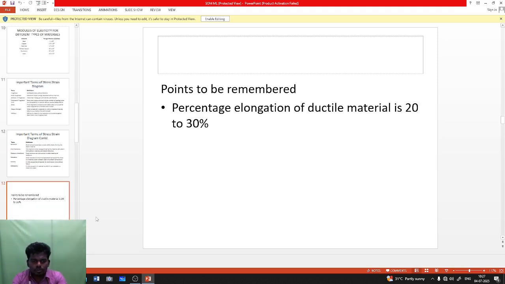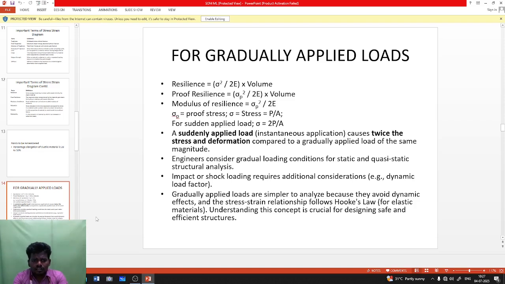Now the points to be remembered: percentage elongation of a ductile material is 20 to 30%. For gradually applied loads, resilience is equal to σ²/2E × volume, and proof resilience is σ_P²/2E × volume, where σ_P is the proof stress. Modulus of resilience is equal to σ_P²/2E, and σ is the stress, equal to P/A. For a suddenly applied load, σ is equal to 2P/A.